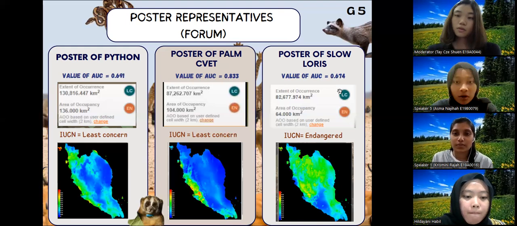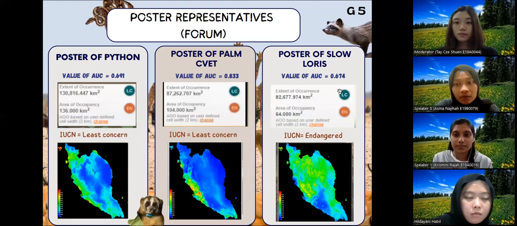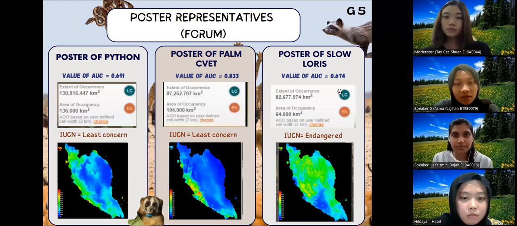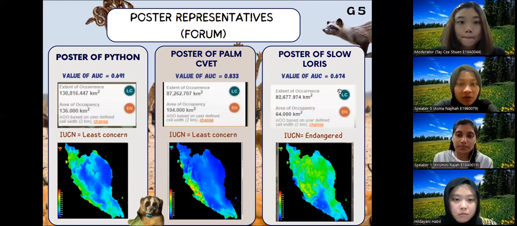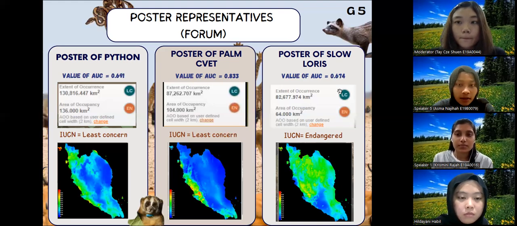The EOO of the species was about 82,000 square kilometers and the AOO was about 64 square kilometers. As can be seen from the results obtained, both AOO and EOO have the lowest values among the three species. So this shows that this species has the lowest area distribution in its habitats.